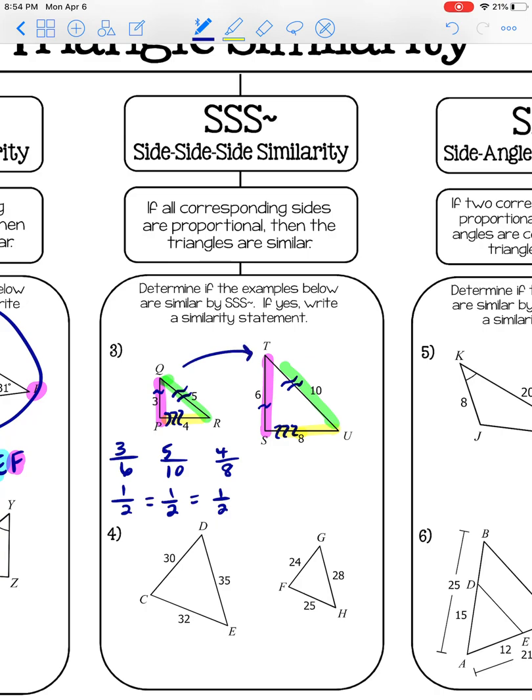Essentially what happened here is you just multiplied the first triangle by 2 to get the second triangle. So yes, and then matching them up, we have P, Q, R is to S, T, U.